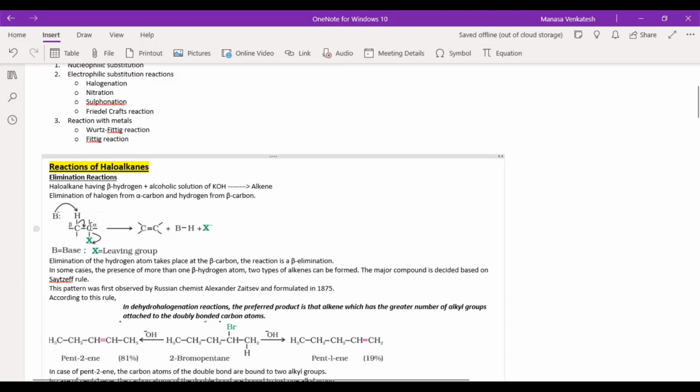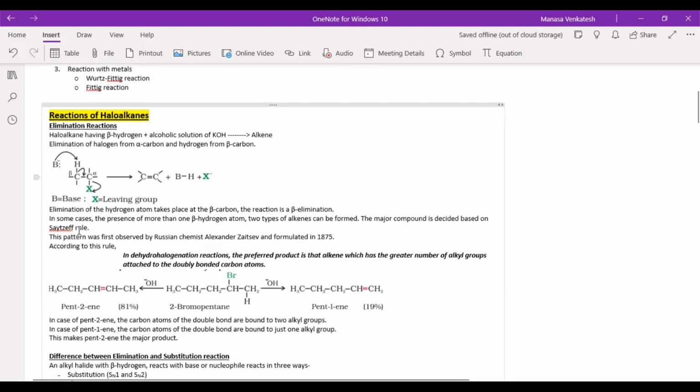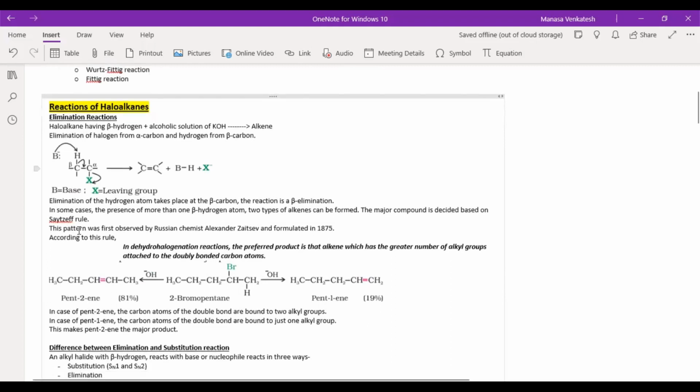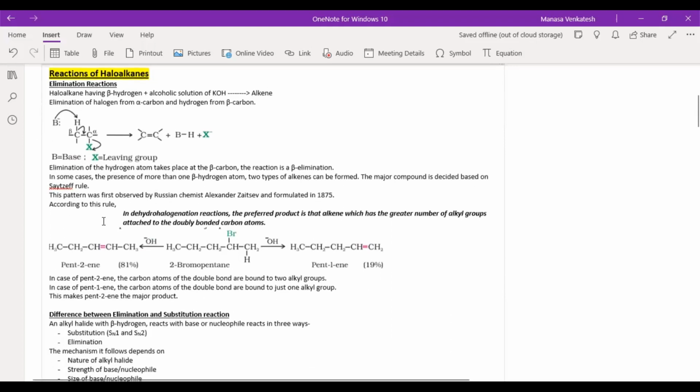Beta is going to be the one which is attached to the alpha. Gamma is going to be attached over here, attached to the beta. So that's how it goes. So in this case, you just have one beta carbon, but there might be cases where you have more than one. And to decide the alkene which is formed is done by something called Zaitsev's rule.